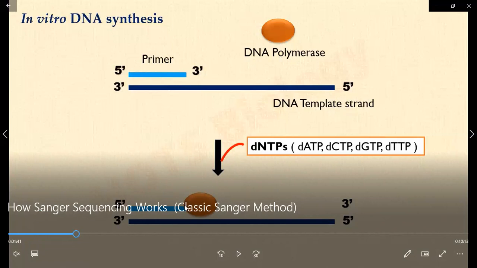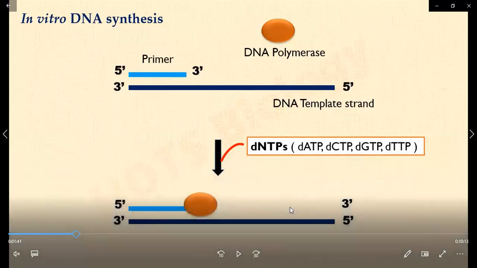This DNA polymerase recognizes the 3' end of the primer, and then it keeps on adding the normal dNTPs, in which the 3' end OH reacts with the 5' end phosphate to form the polymer.